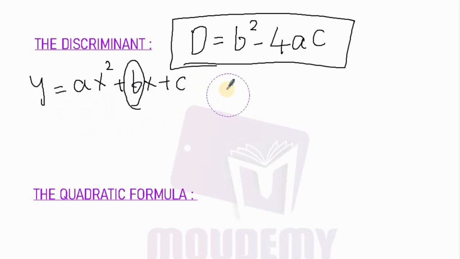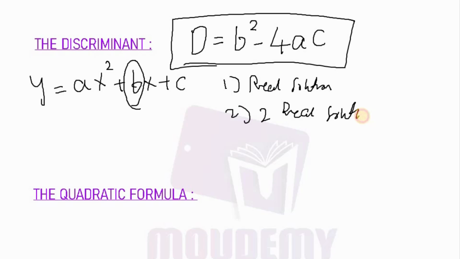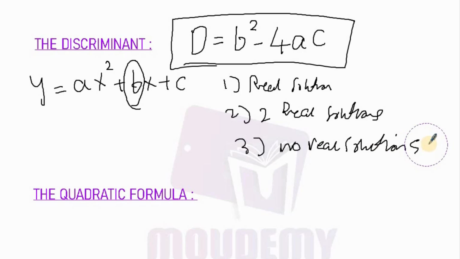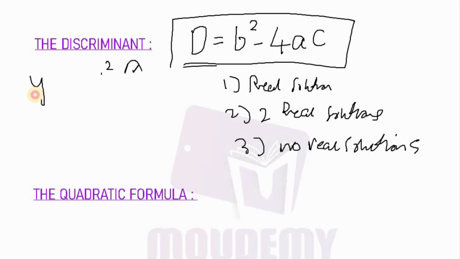Okay, so why do we use this discriminant? Why do we need it in our mathematics? Actually, we use it to know if our quadratic equation has one real solution, two real solutions, or no real solutions. How can we know this?